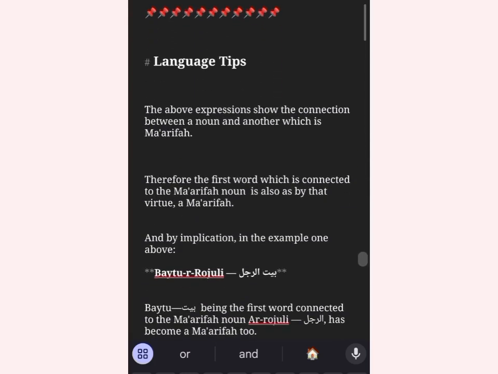So we have some language tip, grammar tip here. We can say grammar tip or language tip, but I'm going to prefer grammar tip. Grammar tips. Okay, now let's look at some tips right here.